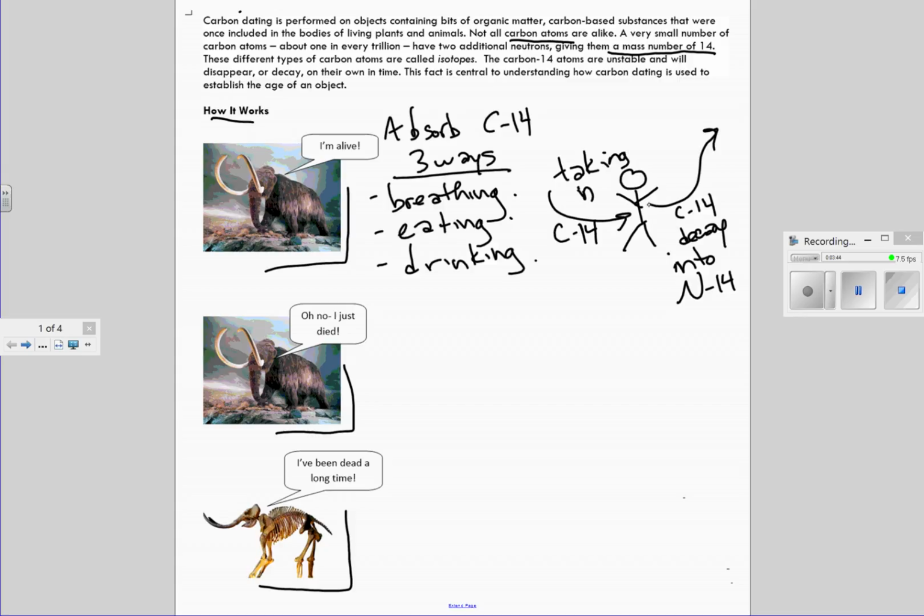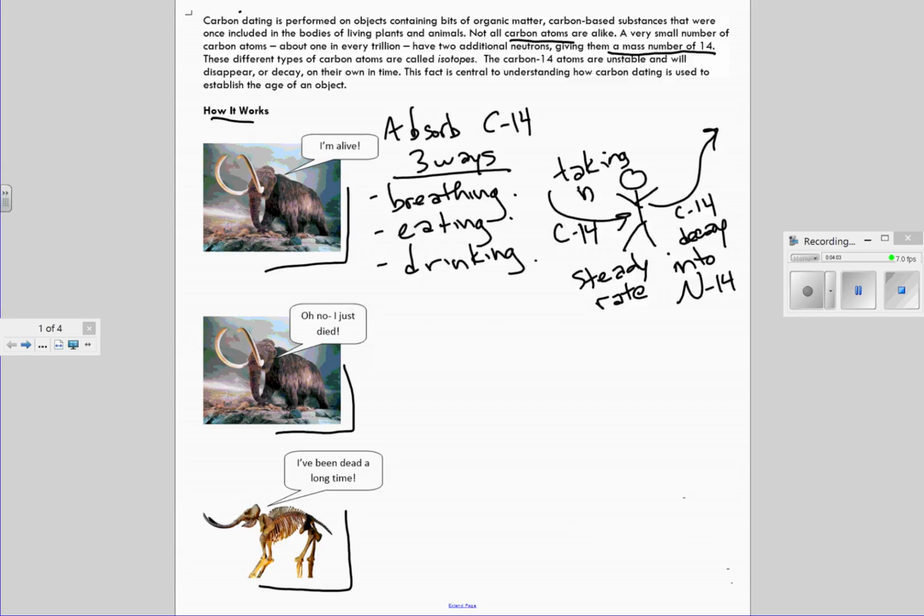so it becomes a different element. And the key is that when you're alive, these 2 arrows happen at a steady rate. So you are inputting as much carbon-14 as you are outputting. They're happening simultaneously. And so this is when an organism is alive.